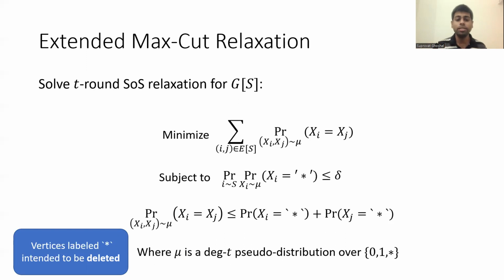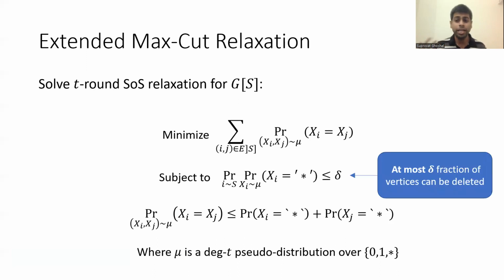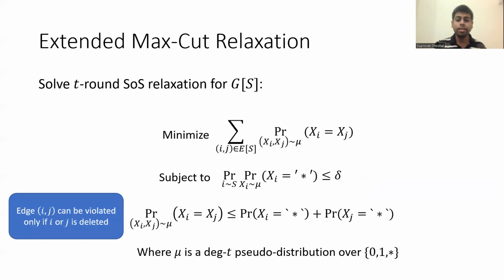Now, using this interpretation, let's decode the remaining two constraints. The first constraint basically says that in any integral solution, at most delta fraction of the vertices should be deleted. And the next constraint simply says that in any integral solution, if one of the edges is violated, then it must be that at least one of the endpoints of that edge is deleted. Now, this is the overall relaxation. If it's a t round SOS relaxation where t is a constant, then we can solve it in n to the t time, which will be polynomial time.